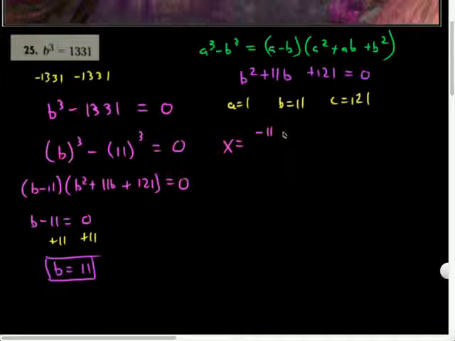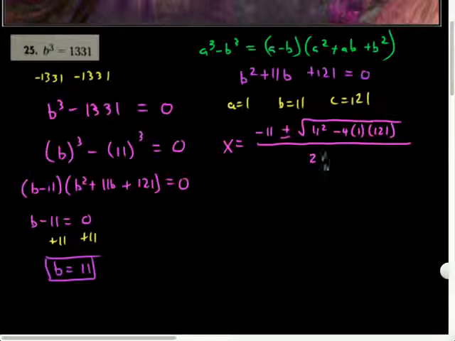x equals the opposite of b plus or minus the square root of b squared, it's 11 squared, 121, minus 4 times a is 1 times c is 121. Let's see, I got all those signs right? I think so. All over 2a. Right? Yeah. Yep. I've got my pattern right. Okay, yeah, these are actually going to be imaginary roots, but we can still solve them.